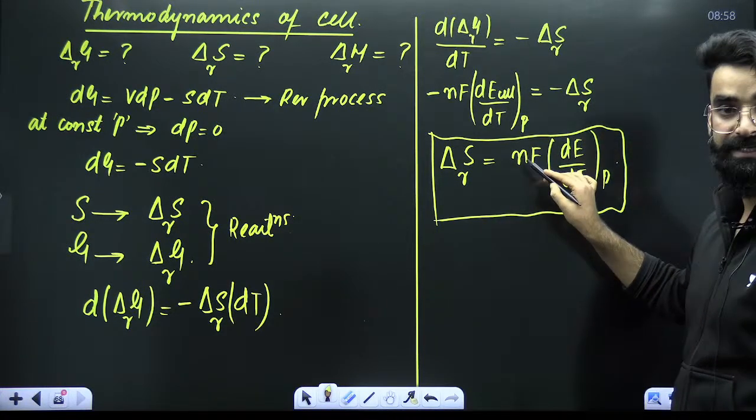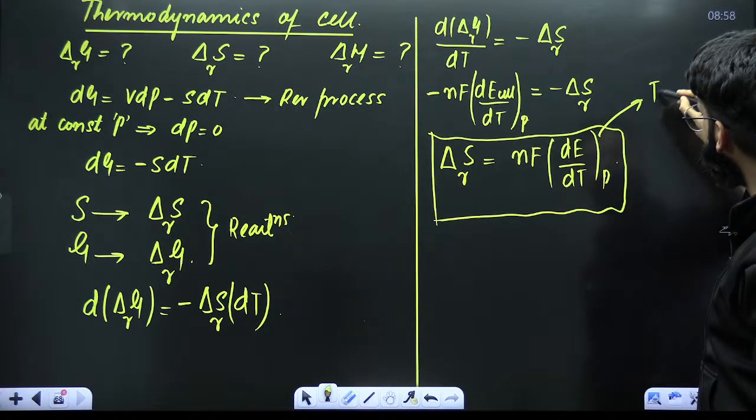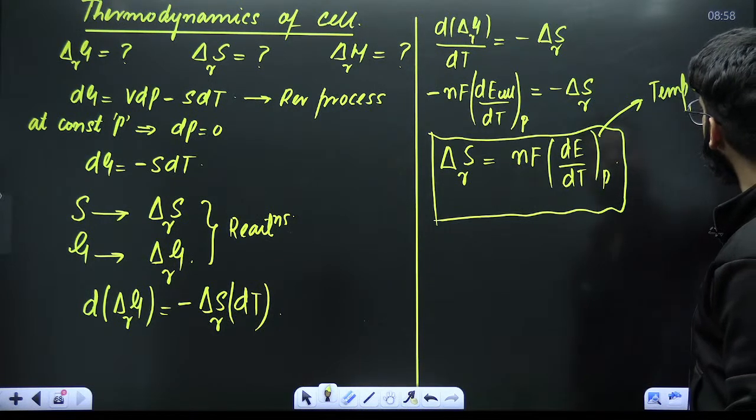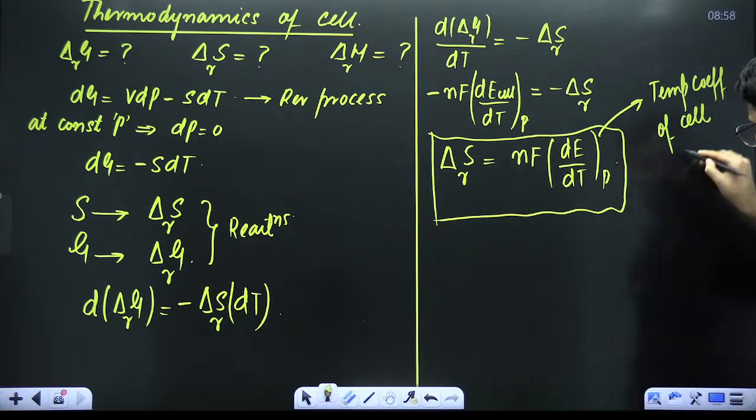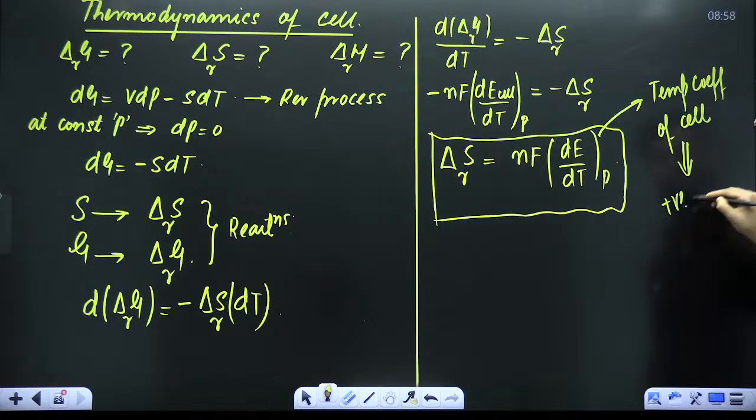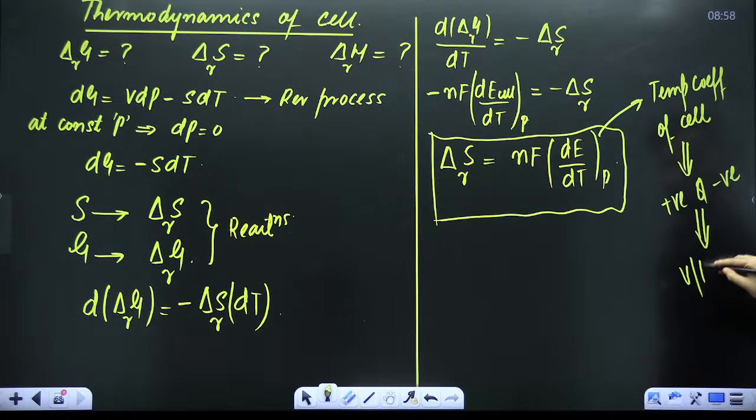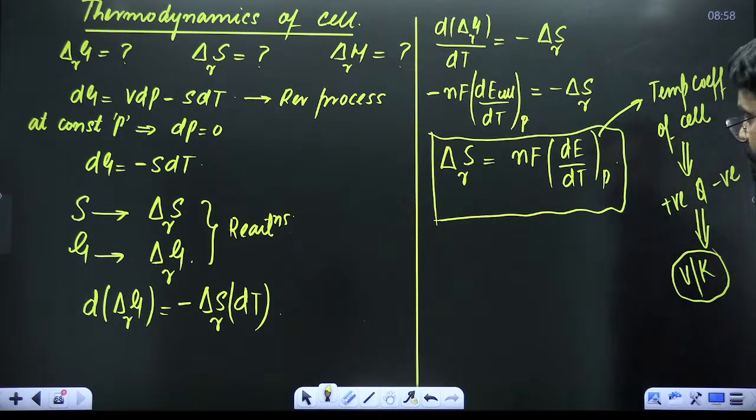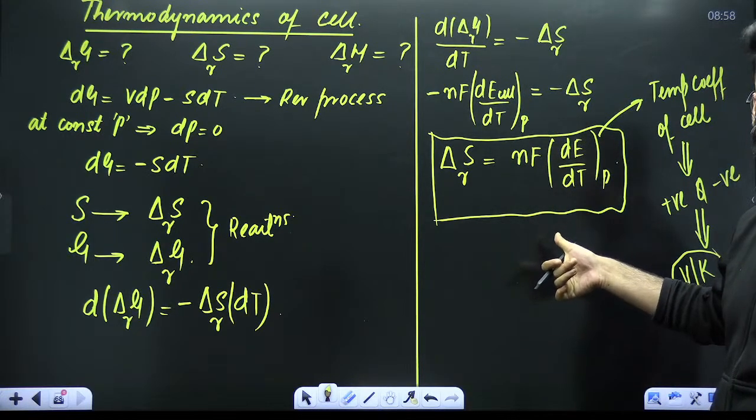n is the number of moles of electrons exchanged. F is Faraday's constant, 96500. This dE by dT is what you call the temperature coefficient of the cell, which can be positive as well as negative. If you ask me the units of temperature coefficient, dE by dT, this is change in EMF over change in temperature. EMF is volt, temperature is Kelvin. So its SI unit is going to be volt per Kelvin. Perfect. So this is how you are going to calculate delta S for the cell reactions.